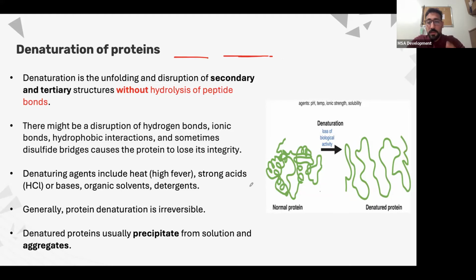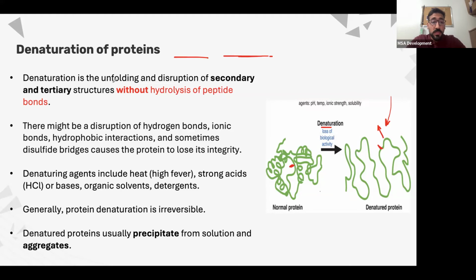Okay, let's read the text. The example I mentioned: this is a normal protein, and under certain environmental conditions, it will denature, and the denatured protein will appear like this. It's not packed together, and it's exposed to the extracellular environment. Let's say there is a hydrophobic interaction which was inside, which was not exposed to the outer surface. Now it's exposed to the outer surface and will make the protein insoluble, and lead to the deposit, aggregation and precipitation of this protein in the solution.